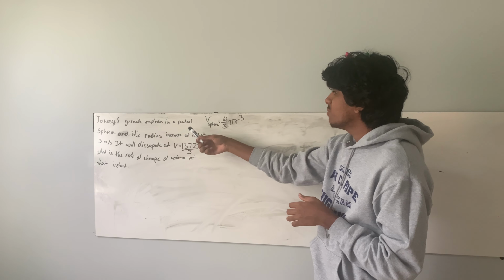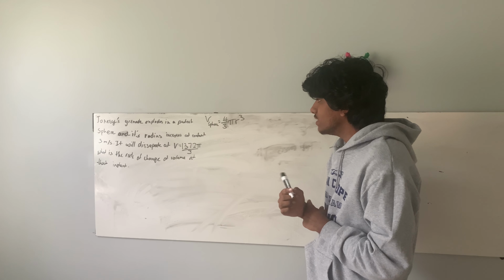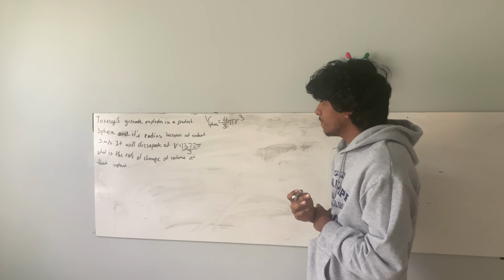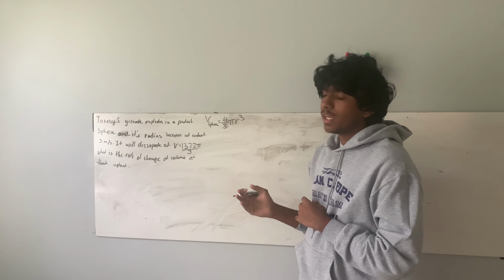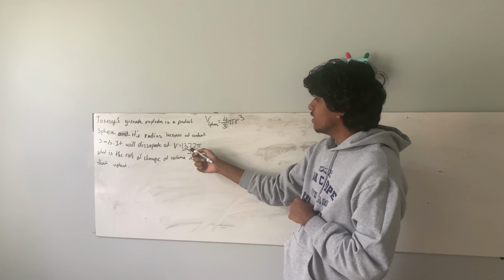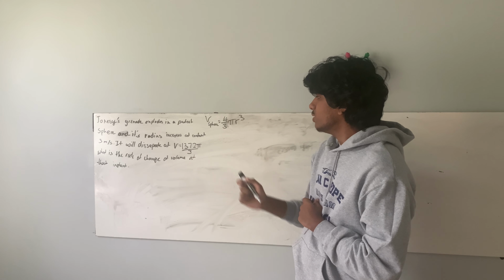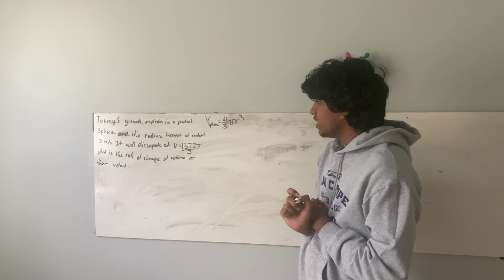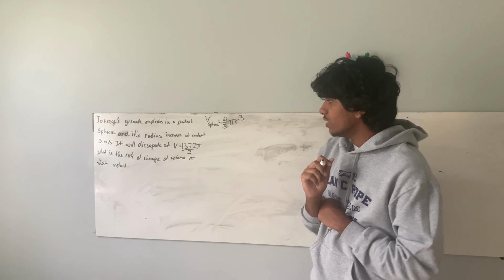Jones's grenade explodes in a perfect sphere and its radius increases at a constant 3 meters per second. It will dissipate when its volume is 1372/3 times pi. What is the rate of change of volume at that instant?